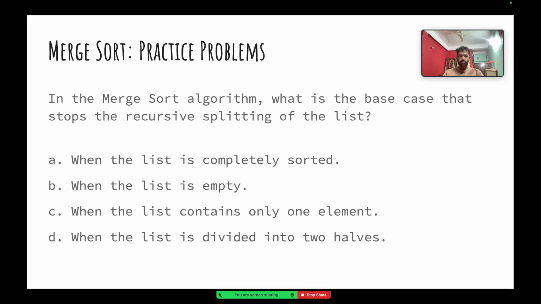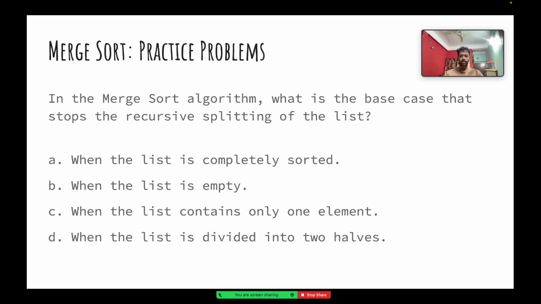In a merge sort algorithm, what is the base case that stops the recursive splitting of the list? When the list is completely sorted, when the list is completely empty, when the list contains only one element, when the list is divided into two halves. Again, a very simple question. I showed you the previous image of merge sort again. You can actually get it from there. Think it through. Give it a go.